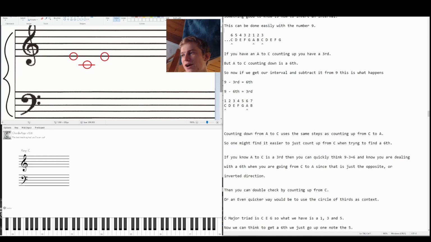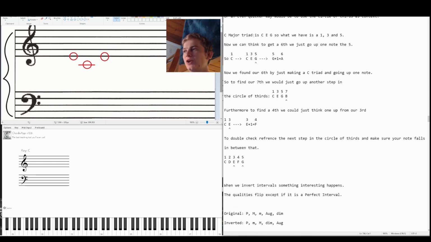Then you can double check by counting up from C. Or an even quicker way would be to use the circle of thirds as a context. So we're going to think of a C major triad. It's C, E, G. So what we have is a 1, a 3, and a 5. Now to get a 6th, we just go up 1 note from the 5. So we have C, E, G, that gives us the 5th, and then from there plus 1 is our 6th. So we just think our 5th, G, plus 1 more, the next note, A. So we found our 6th by just making a C triad and going up 1 note.